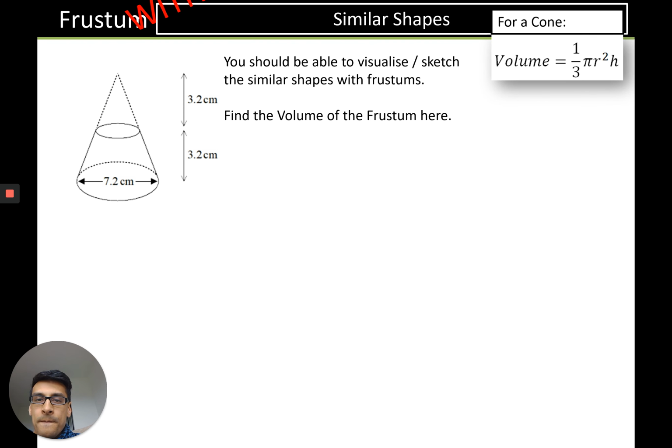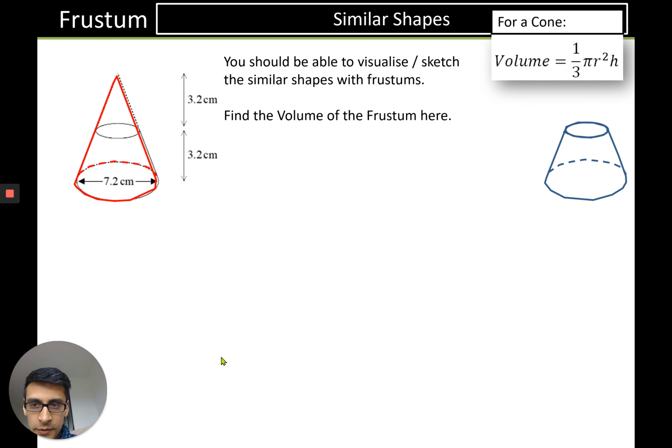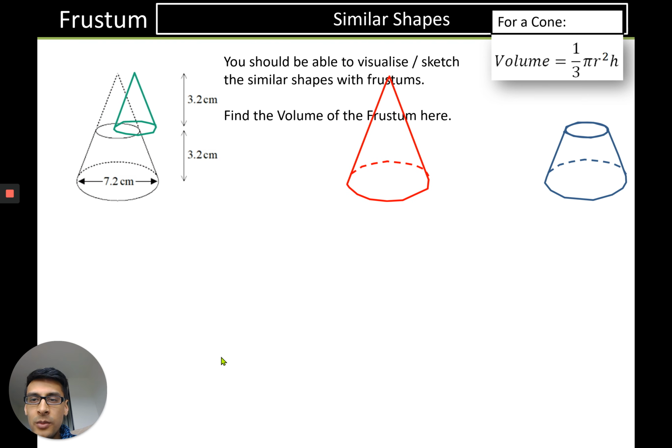Now, have a go with this question here. We want to find the volume of the frustum that's shown in the diagram. All right, so from this, you can see there's the frustum itself, there's the full cone, and then you can see on the top the green cone there.